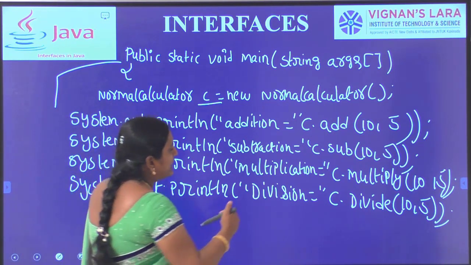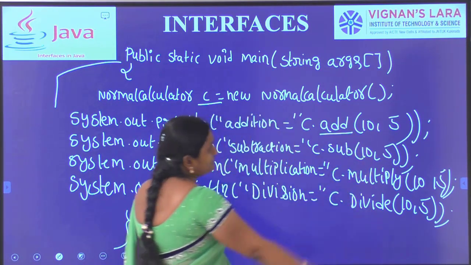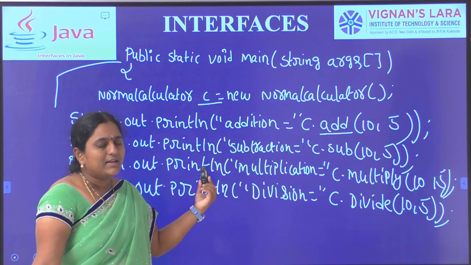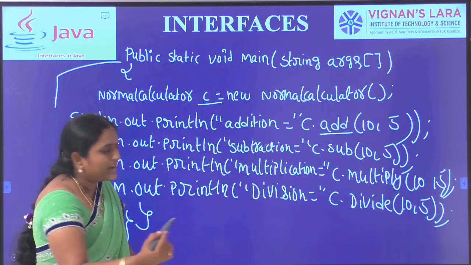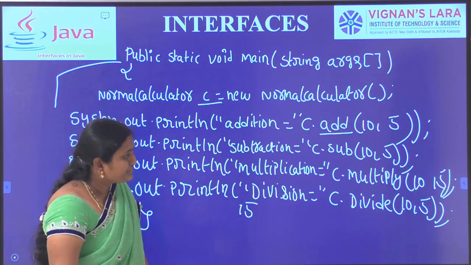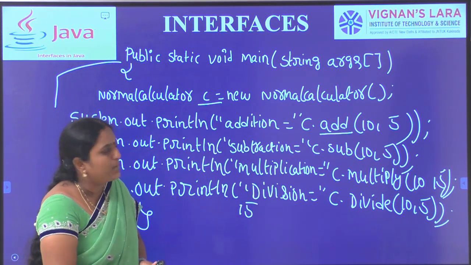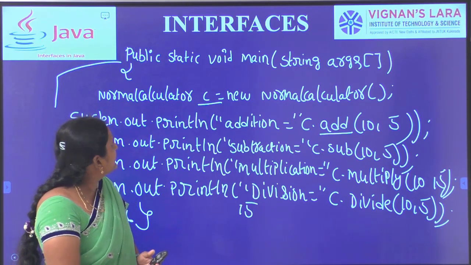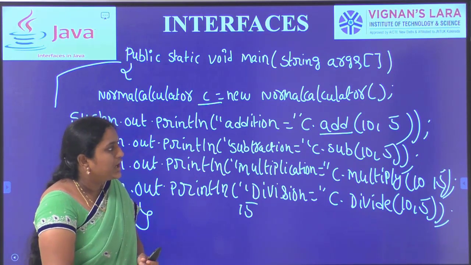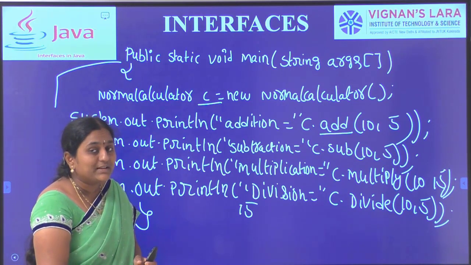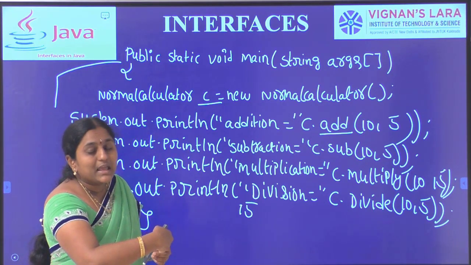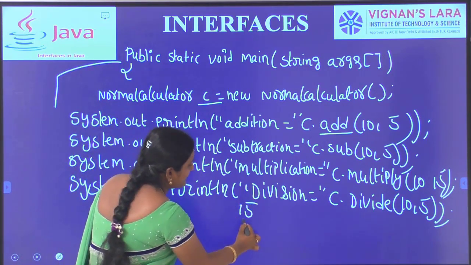Whenever we call the add method, we pass two values, 10, 5. The corresponding add method body is executed: 10 plus 5, 15. Next, c dot sub 10, 5. Whenever we call the sub method with the help of the NormalCalculator object reference, at the time of calling we have to pass two arguments, 10, 5. The corresponding sub method body is executed. It returns a minus b, 10 minus 5, 5.